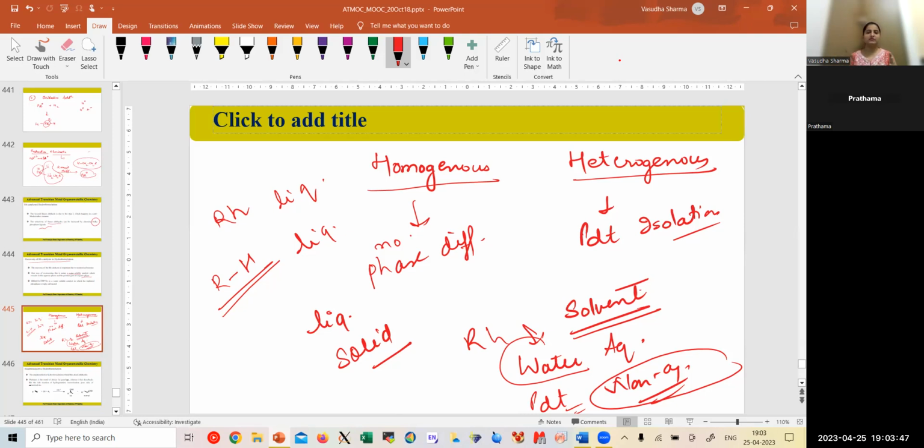Sometimes one more possibility is that we can use solvents with a boiling point difference. For example, if my product has a boiling point of 100 degrees, and my solvent has a boiling point of around 110, then with 100 and 110 degrees, I cannot isolate my product. So I need to choose a solvent with a higher boiling point. If my product's boiling point is 100, I need to choose a solvent around 200 degrees, so that by distillation I can separate out my product.